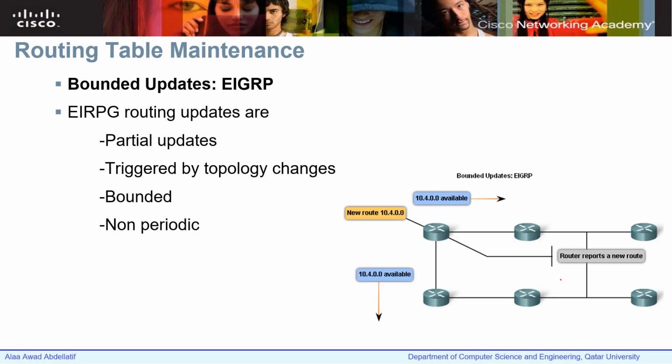Also in the case of EIGRP, we're still in RIP because it's constant, the update is periodic.